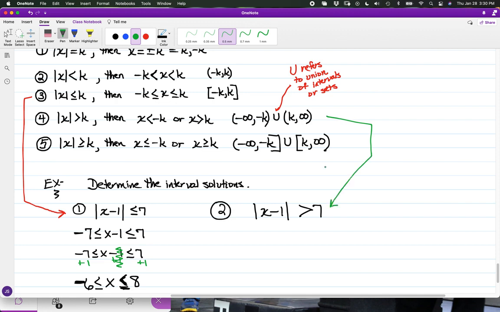And in terms of what to do with x minus 1 once I take it out of the absolute value notation, we're going to have these two types of statements. So x is less than negative k. This will translate out to x minus 1 is less than negative 7. Or it could be where x is greater than k, which would translate out to x minus 1 is greater than 7.